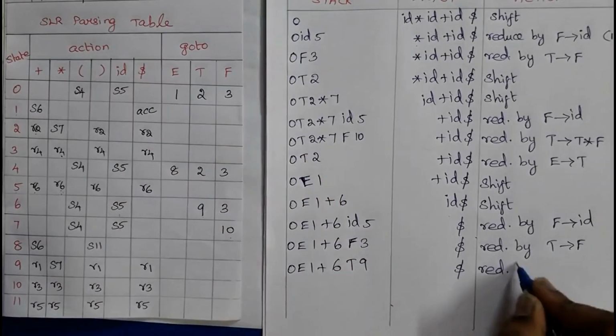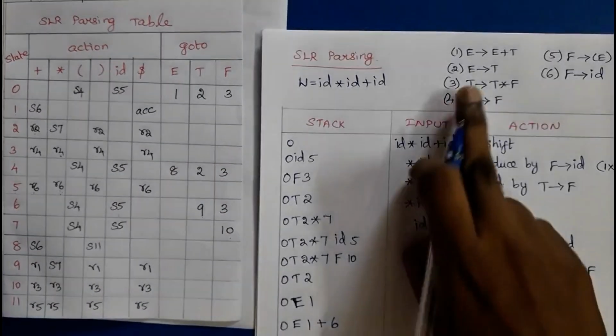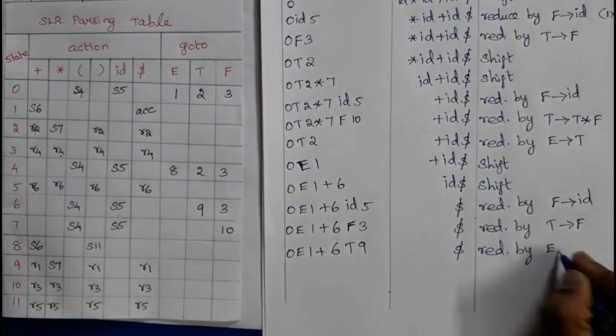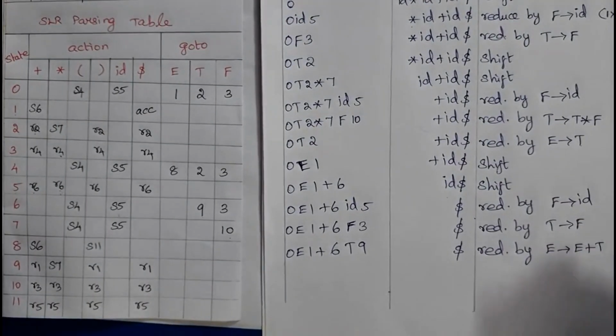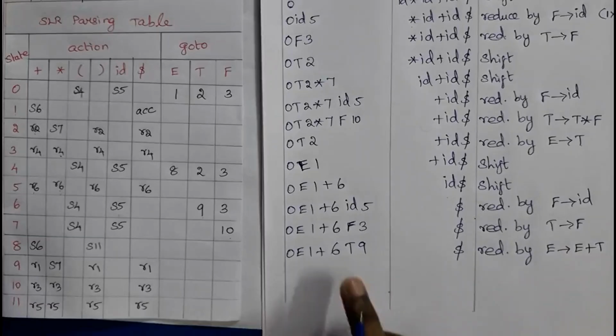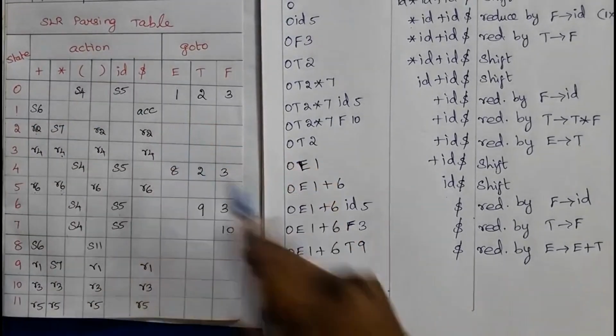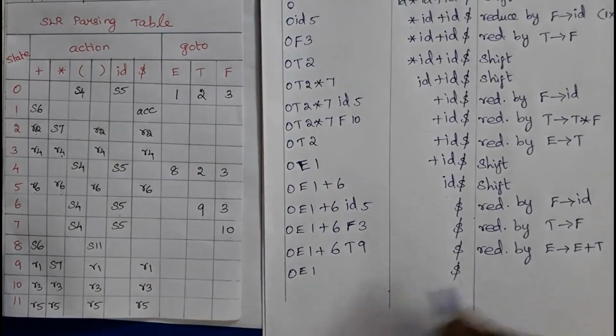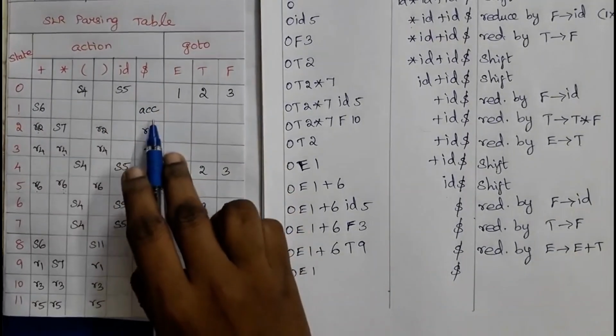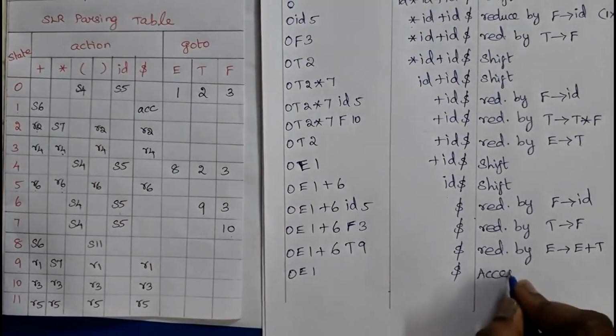So reduce by production number 1. Production number 1 is E tends to E plus T. Now length of the right hand side is 3. So we need to pop 6 symbols. 1, 2, 3, 4, 5, 6. So now push E as well as 0 and E. 0 and E is 1. Now 1 and dollar. 1 and dollar is accept. So the action is accept.